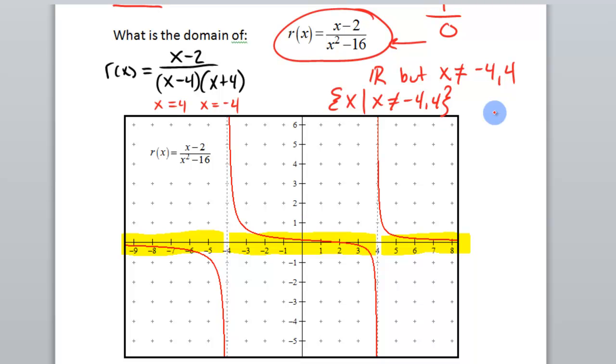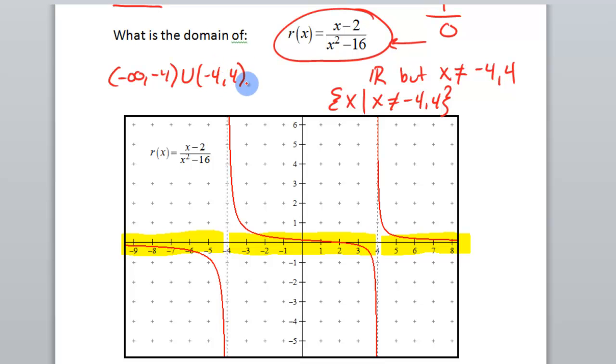Interval notation, some of you like to see that. It would be written like this. Let me erase a little spot here. Interval notation from negative infinity to negative 4, not including negative 4, union with negative 4 to positive 4, not including positive 4 or negative 4, union with 4 to infinity. So that's kind of a long way to write it out, right? So there's multiple ways of writing this problem out.